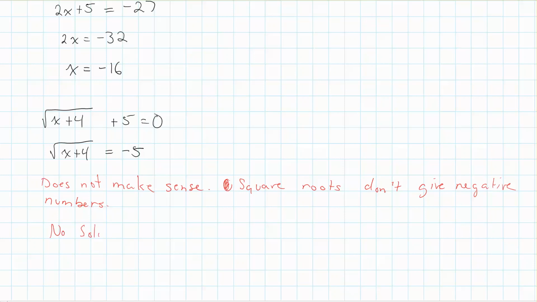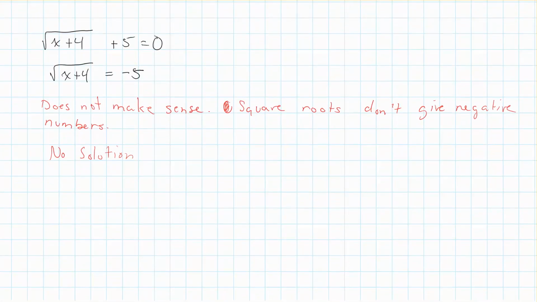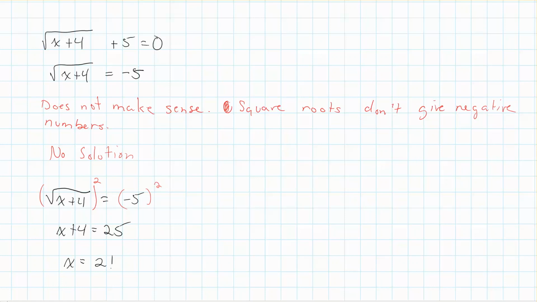Okay, but let's say you made a mistake here and you went ahead and tried to solve this. So you have the square root of x plus 4 equals negative 5, and then you'd square both sides. Even though we know there's no solution, let's say we were trying to solve it. Well, you'd get x plus 4 equals 25, and then x would equal 21. And so it looks like you get a solution, but how do you know if you're right or wrong?